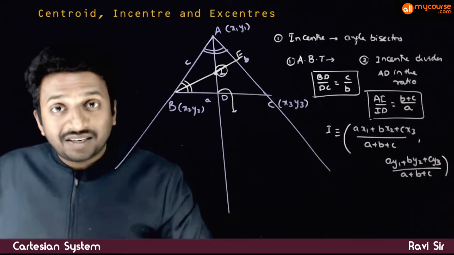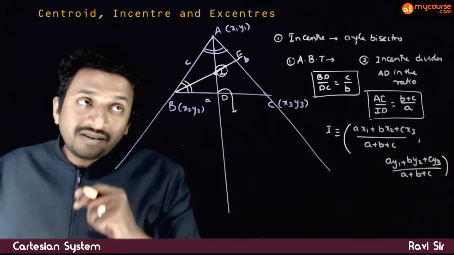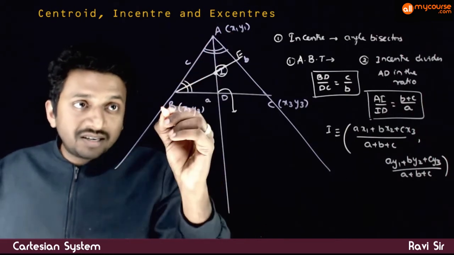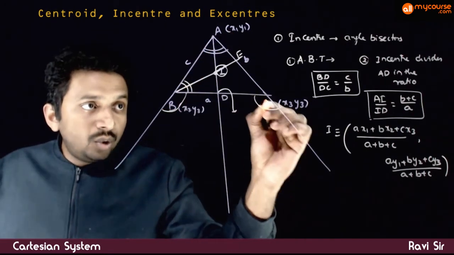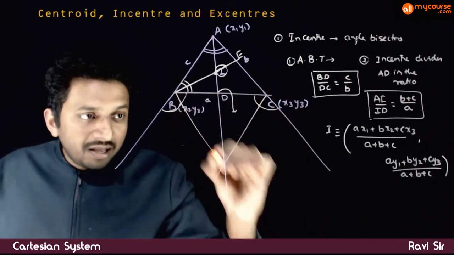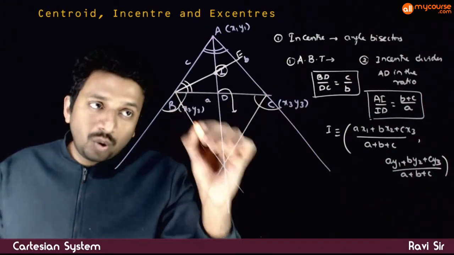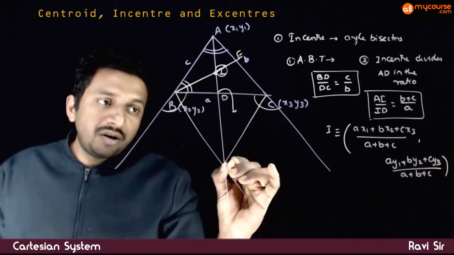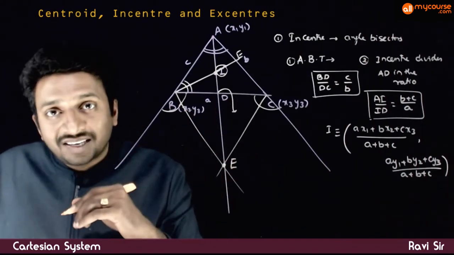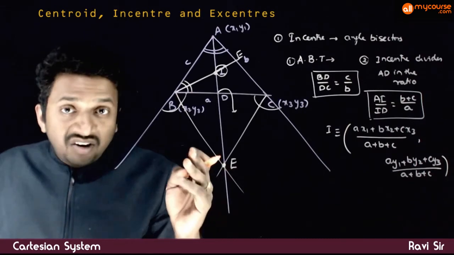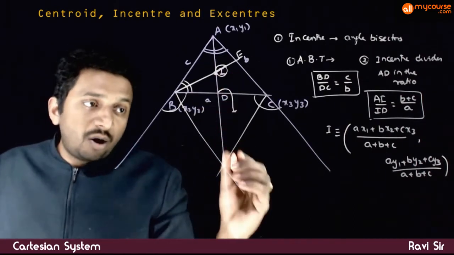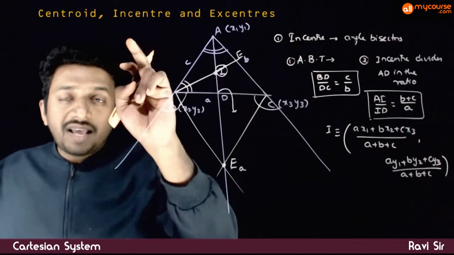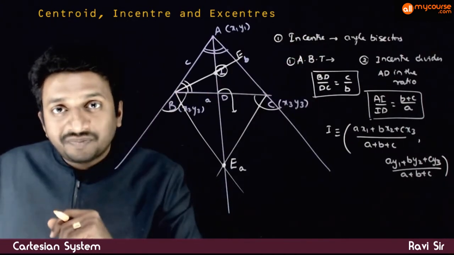Now let us go for excenter. What is an excenter? An excenter is the point of intersection of one interior angle bisector and two exterior angle bisectors. So draw two exterior angle bisectors and one interior angle bisector. The point of concurrency is called the excenter. So there are three excenters: the excenter opposite to vertex A, opposite to vertex B, and opposite to vertex C.